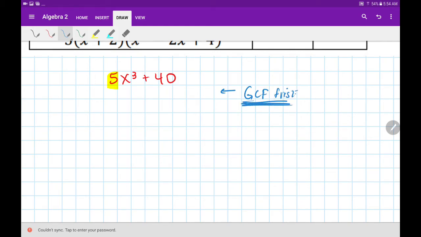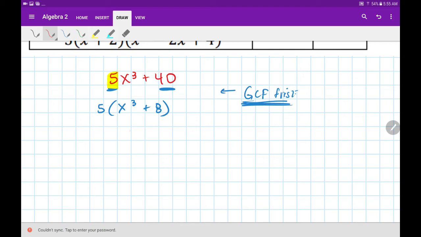Can we pull out a greatest common factor? So what's the biggest number that goes into 5 and into 40 evenly? That's 5. I'll factor it out. I'm left with x cubed plus 8. Now all that's left to do is to do the sum of cubes for this expression.